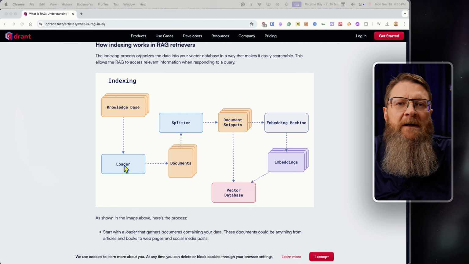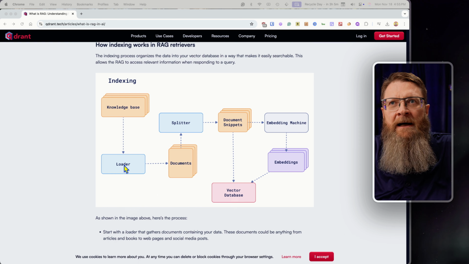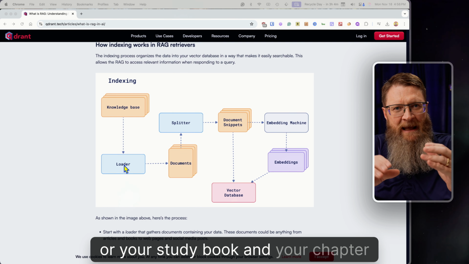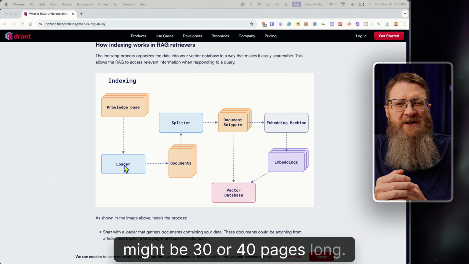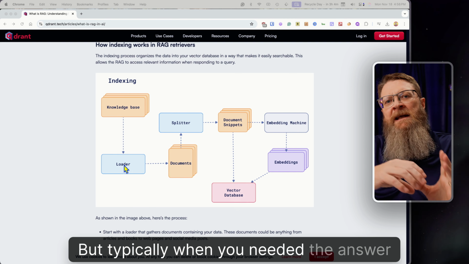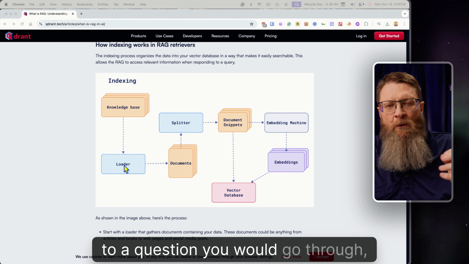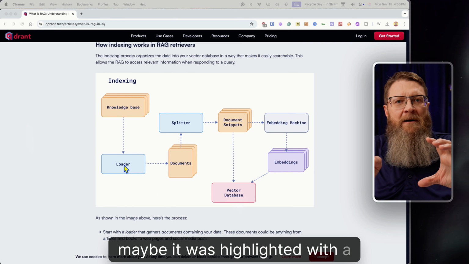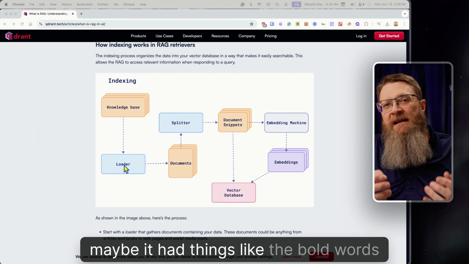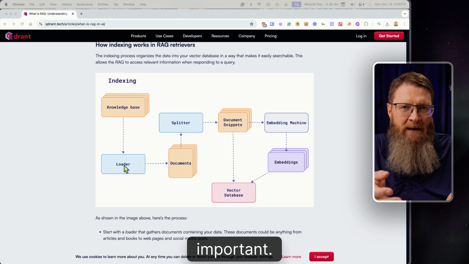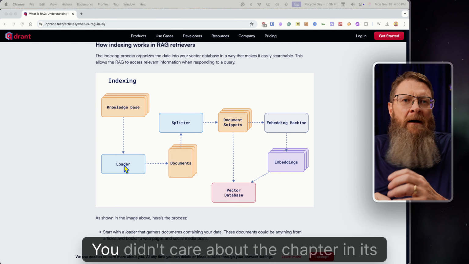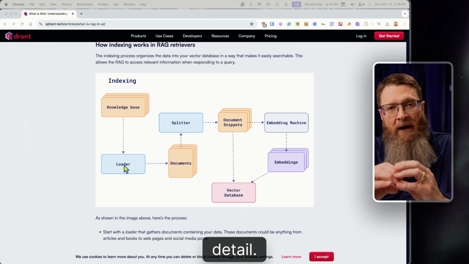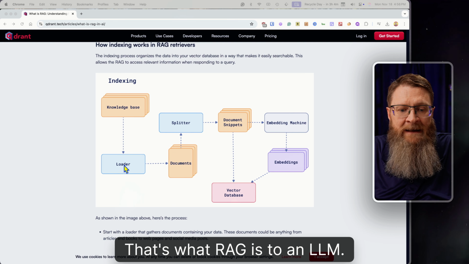Think of this as like when you were taking a test, and you went back through your chapter book or your study book, and your chapter might be 30 or 40 pages long. But typically, when you needed the answer to a question, you would generally find some subsection. Maybe it was highlighted with a highlighter. Maybe it had things like the bold words that you knew were important. And that's really what you cared about. You didn't care about the chapter in its entirety. You just really needed that specific detail. That's what RAG is to an LLM.